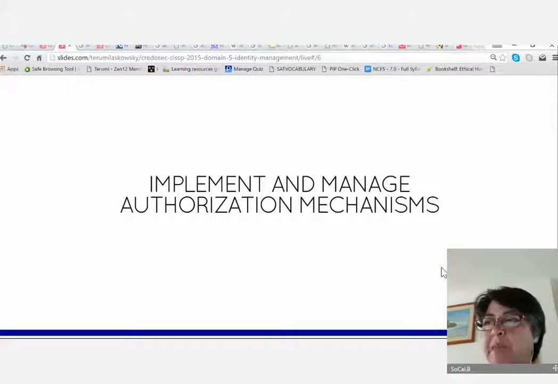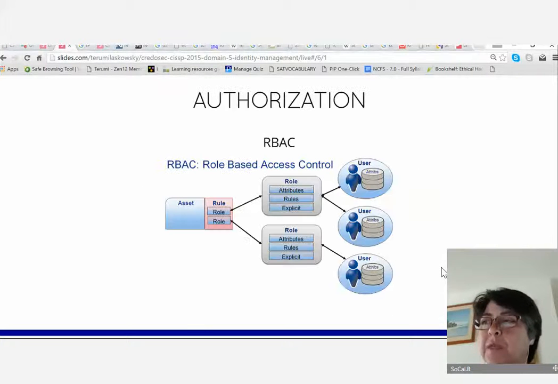Okay, so implement and manage the authorization mechanism. So now we've been talking mostly about authentication, right? So now we're going to move into the authorization, okay, authorization. So in the authorization space, we're looking at something like RBAC, role-based access control.